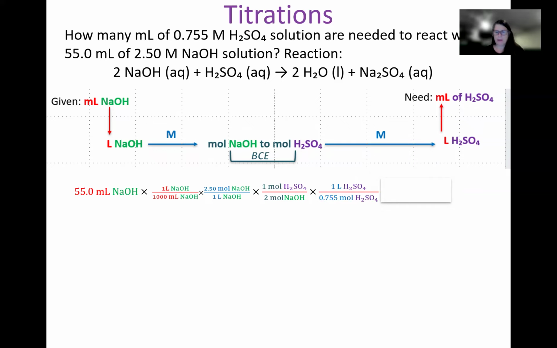And then our final step is just converting liters into milliliters. Liters goes on the bottom, so it cancels, and milliliters on top. And then we'll punch this all in our calculator and round to 3 significant figures because 55, 2.5, 0.755 all have 3 significant figures. The conversion between milliliters and liters is exact. The coefficients here, this conversion here, these are exact, and that's exact. So we round to 3 significant figures, and we get 91.1 milliliters of that sulfuric acid solution.